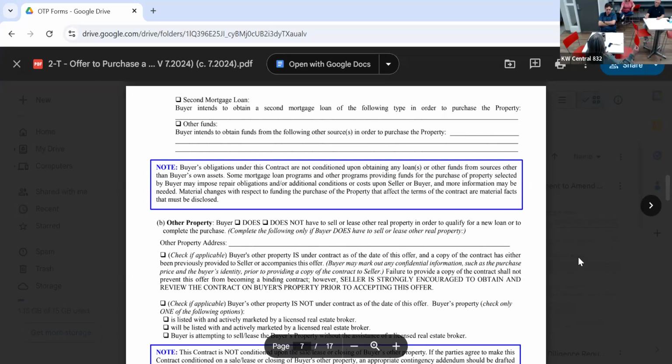You need to get pre-qualified. That's step one. Because if we find the perfect house and there's 4 other offers on that house and you don't have a pre-qualification letter for me to send with the offer, you're not going to get the house. That is step one.